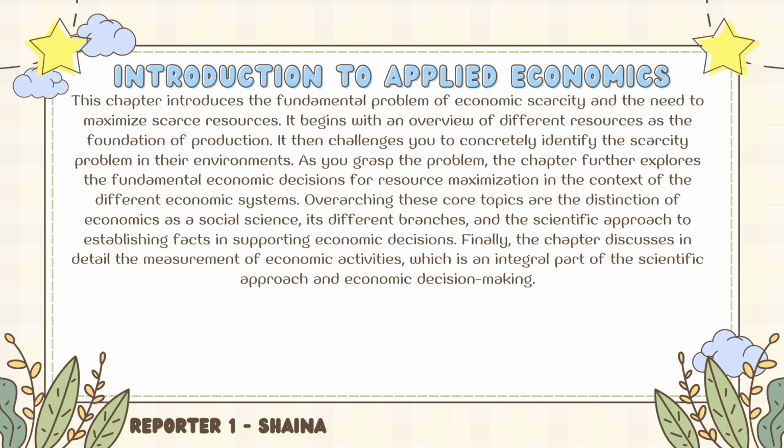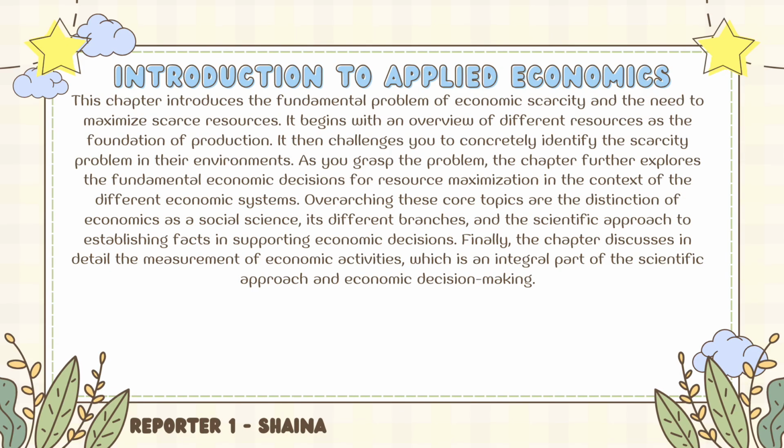The chapter starts by explaining economic resources, which are the things used to produce goods and services. These resources are important because without them, production cannot happen. Next, the chapter asks us to look at our own environment, like home, school, or community, and identify examples of scarcity, such as limited money, time, or supplies.